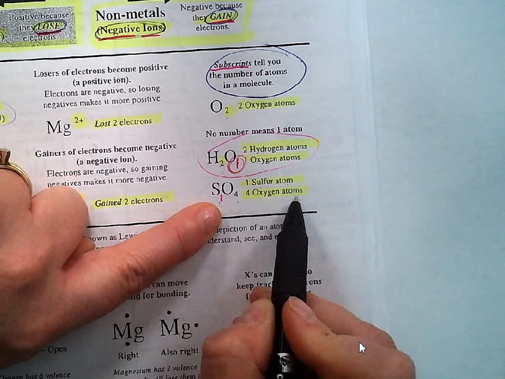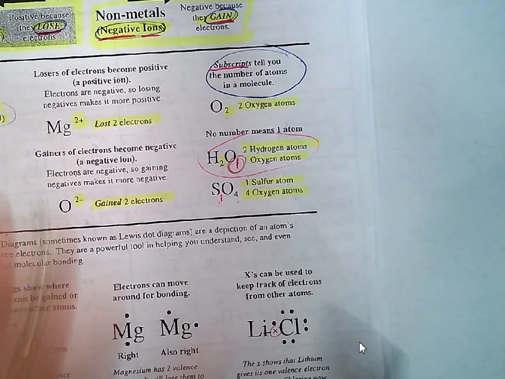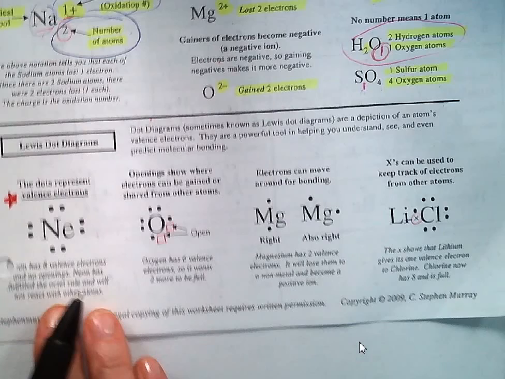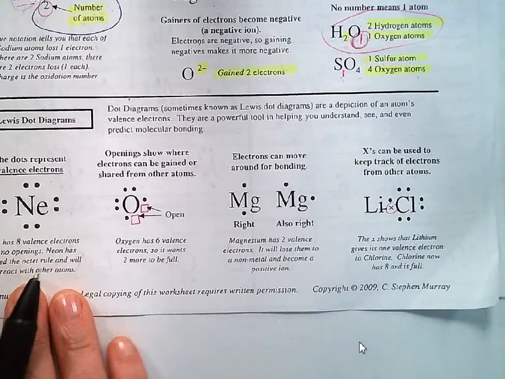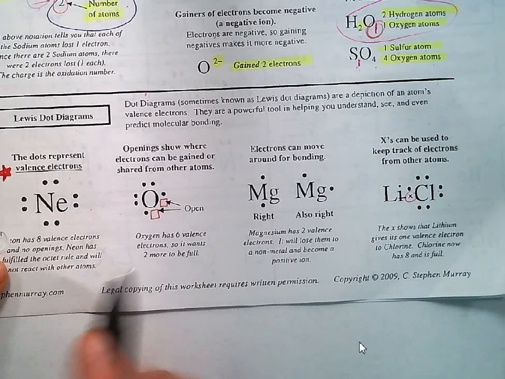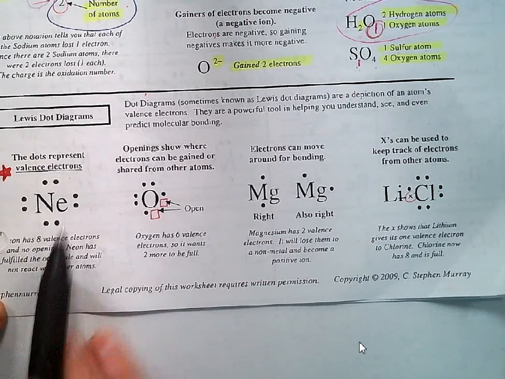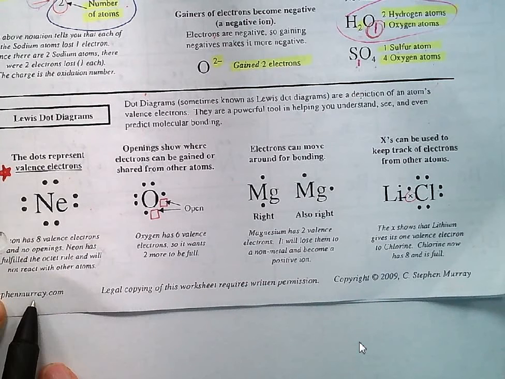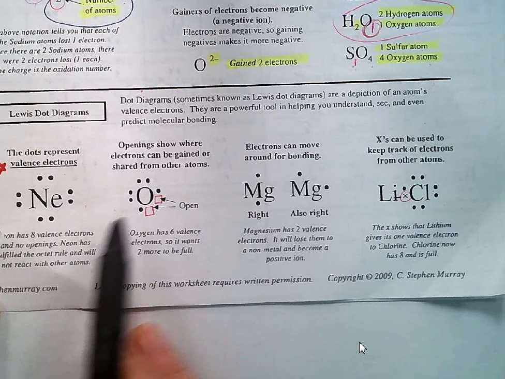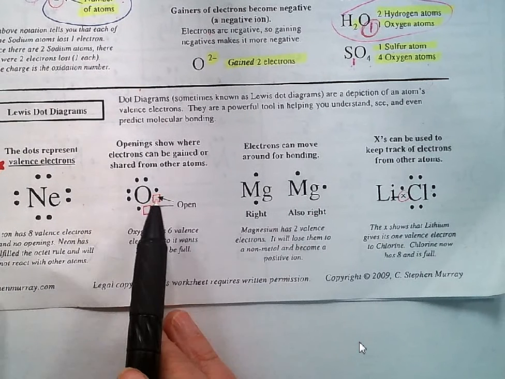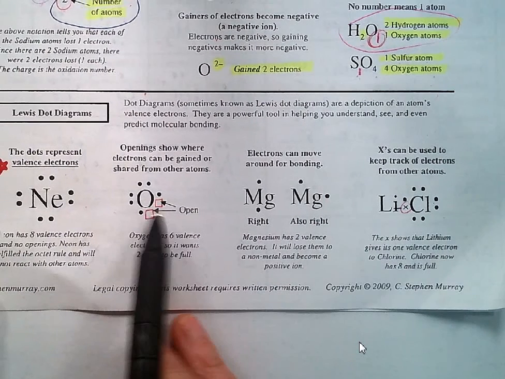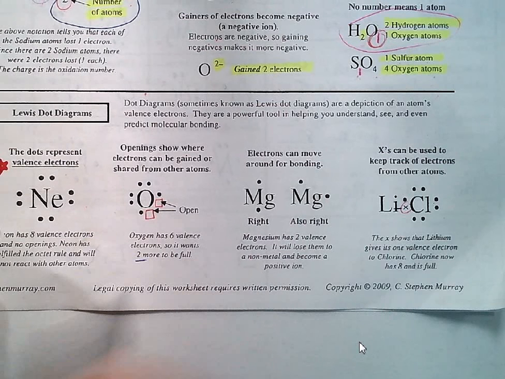Then the Lewis dot structure we went over, which we've been over before. The dots represent the valence electrons. So neon has 8, so there's no openings. There's only 8 spaces to go around, and it will not react with other elements. Oxygen has 6, so there's 2 openings. So it means it's looking for 2 more to be full. So it's looking for something with 2 electrons to give away, or it's looking for an atom with 1 that can give it to it twice.